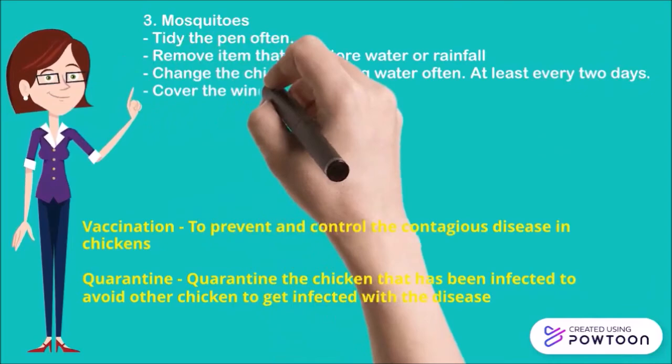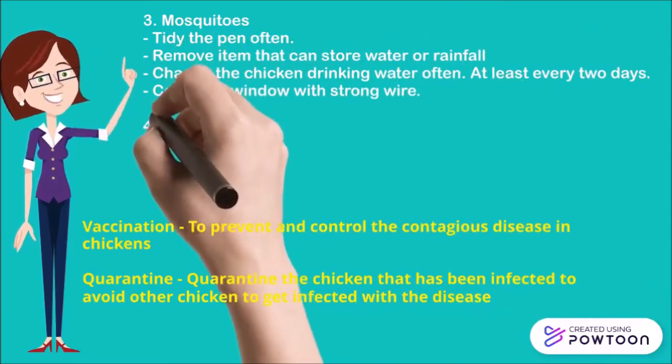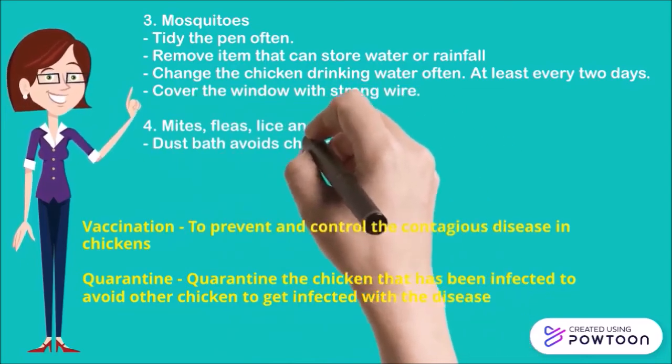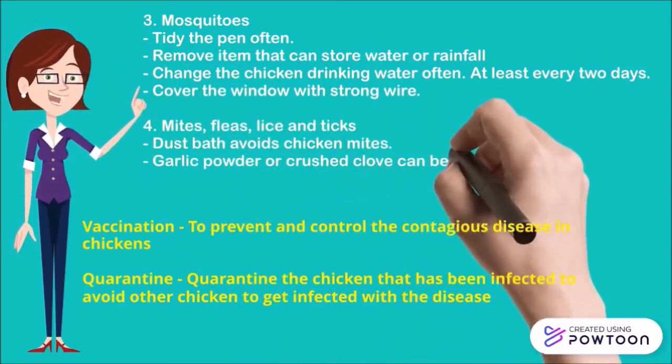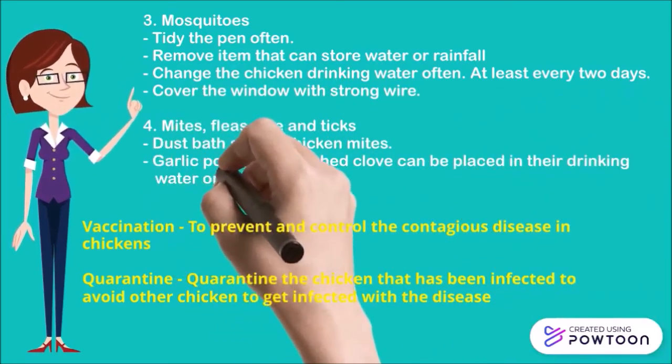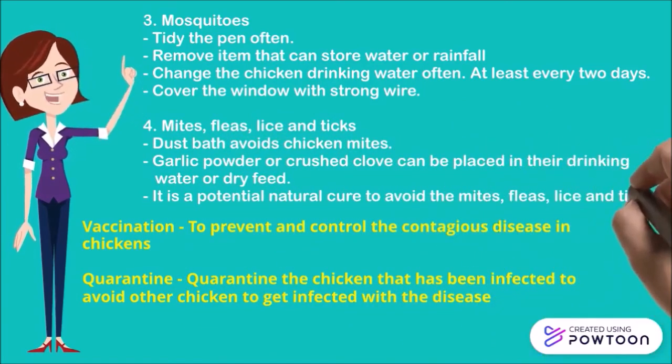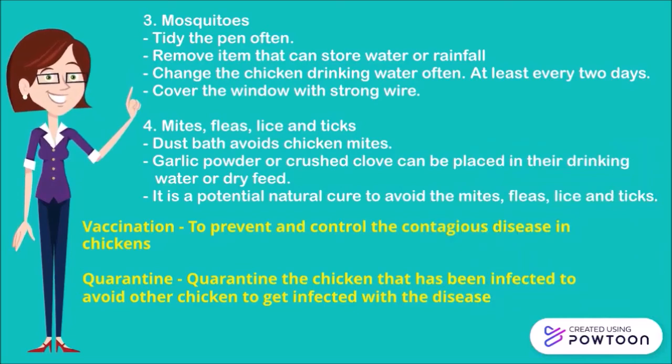For mites, fleas, lice, and ticks, a dust bath can avoid chicken mites. Garlic powder or crushed clove can be placed in their drinking water or dry feed to ward off the mites. It is a potential natural cure to avoid the mites, fleas, lice, and ticks. Vaccination is to prevent and control contagious disease in chickens, and quarantine the chicken that has been infected with the disease to avoid any other chicken getting infected with the same disease.